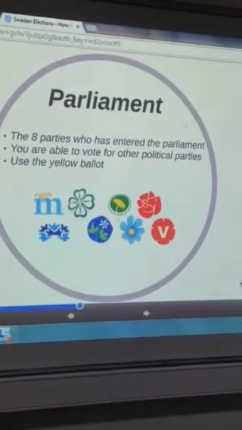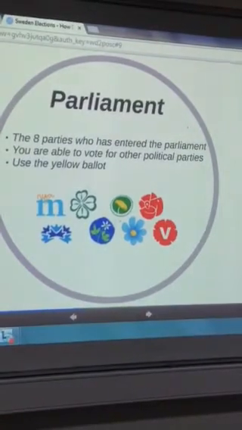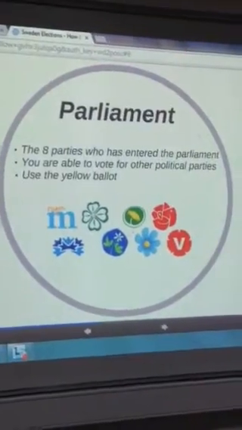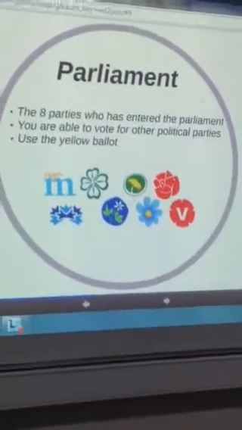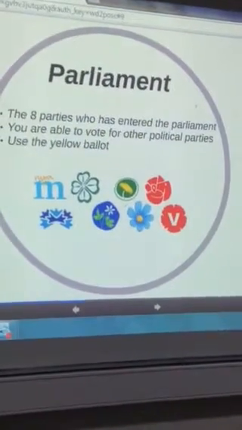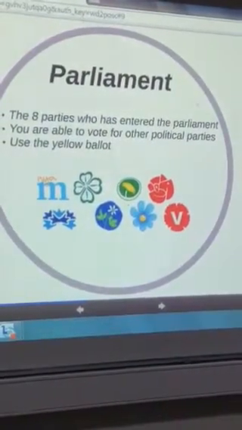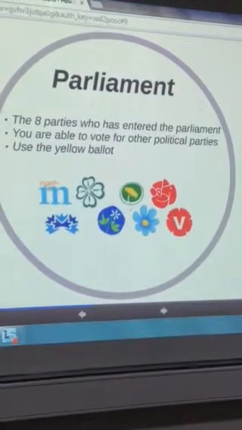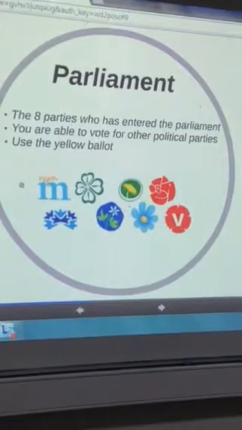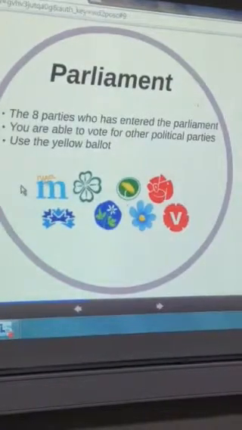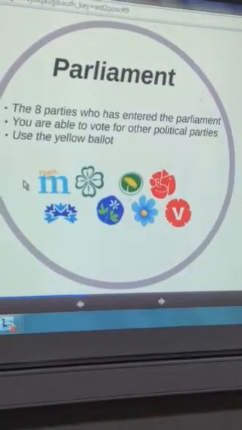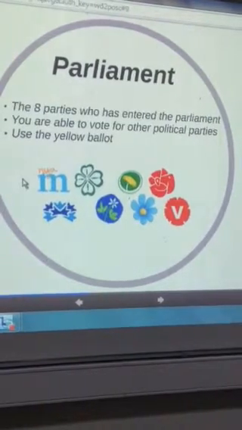To vote for a political party, you use a yellow ballot I showed you in the picture before with a party's name that you want to support, and you put it in an anonymous voting box. Of course, you are allowed to vote for smaller parties that haven't entered the parliament if you support the ideology. For example, that is Feminist Initiative. They haven't received over 4% of the citizens' votes yet, but with your help, they might enter the parliament in a few years.